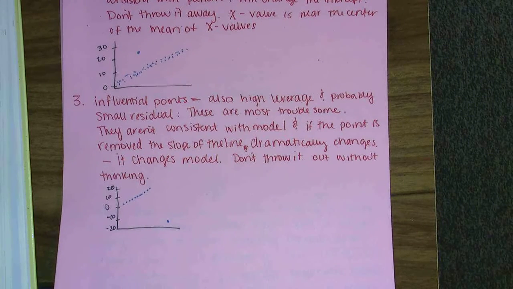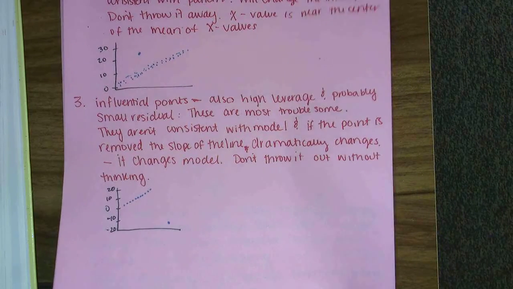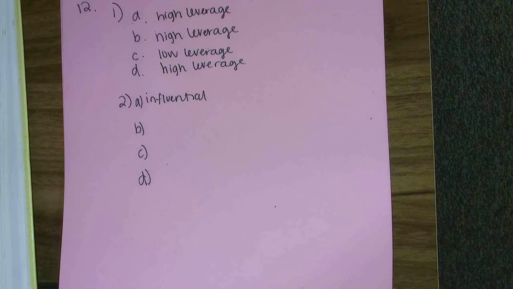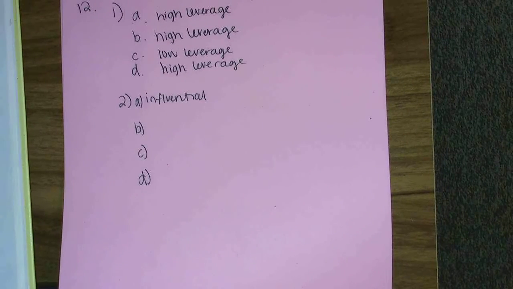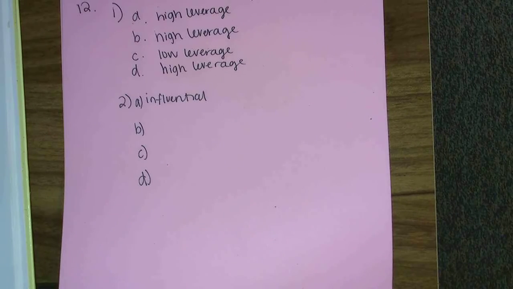These are the most troublesome. They aren't consistent with the model. If the point is removed, the slope of the line dramatically changes. Okay, it changes the model. Don't throw it out without thinking. Okay, so basically if we took it out, it's going to greatly affect what happens with our slope. So our slope is going to change a lot. So we said that A is influential. Okay, already. How about B?